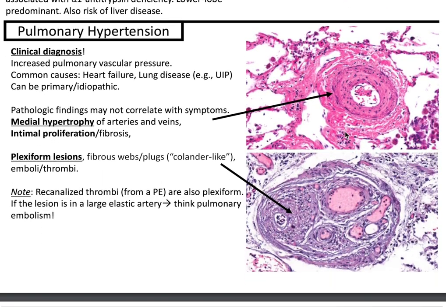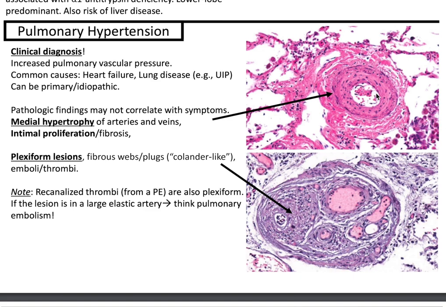Pulmonary hypertension. This is a clinical diagnosis. You'll have increased pulmonary vascular pressure, and common causes include heart failure, lung disease like UIP. It can be primary, idiopathic. Pathologic findings may not correlate with symptoms.